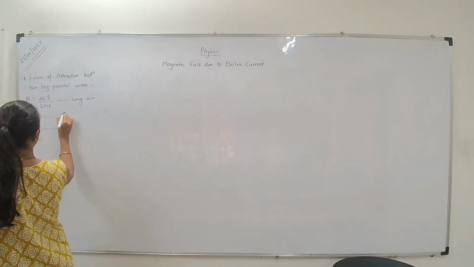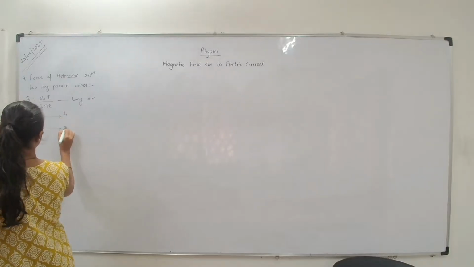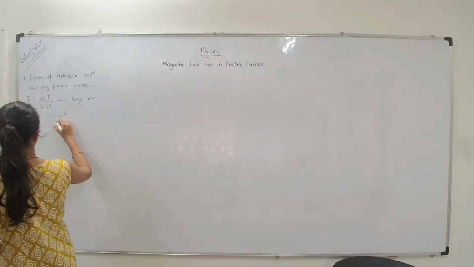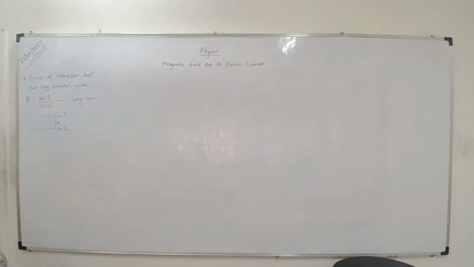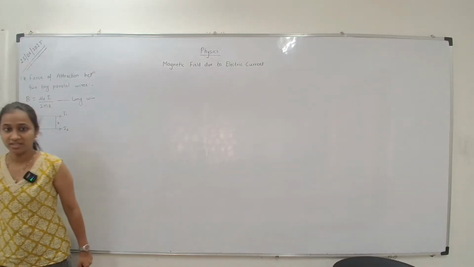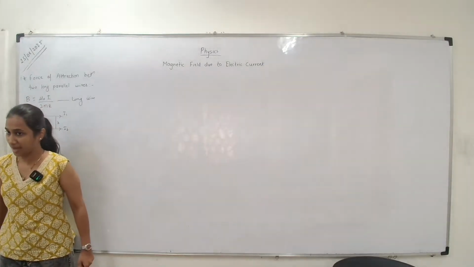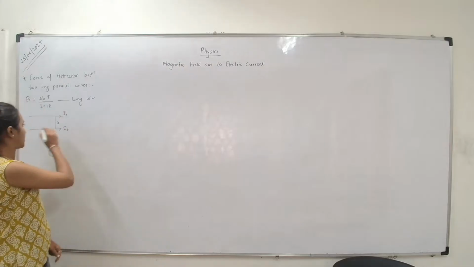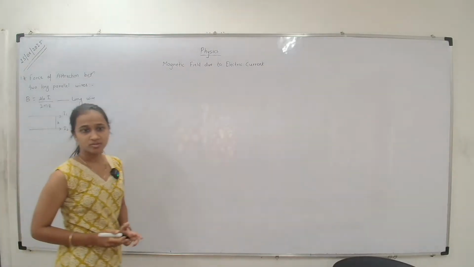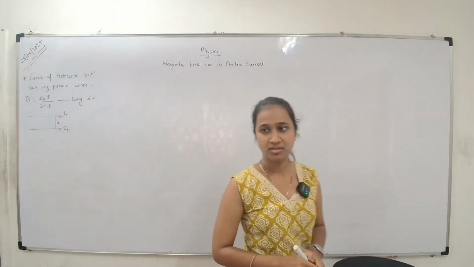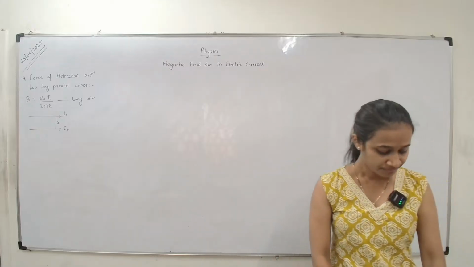Let's say I1 is the current flowing through the first wire and I2 is the current flowing through the second wire, and these two wires are separated by a distance small d. So this small d is the minimum distance. Okay. The maximum distance can be anything, you can calculate it that way too. So this is the minimum or the perpendicular distance between the two wires.